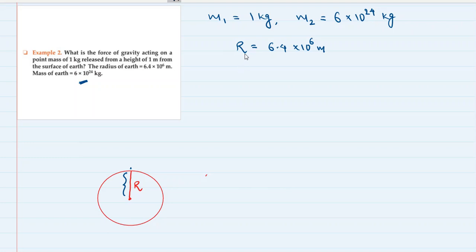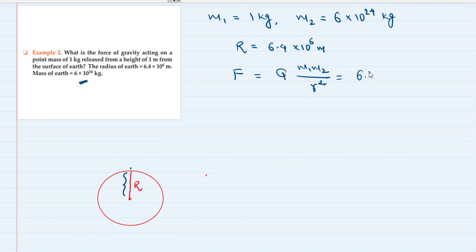We consider the radius to be the distance between the Earth and the object at or near the surface of the Earth. So what is the force of attraction between this object and the Earth? The force of gravity. That is, the force of attraction exerted by Earth is known as the force of gravity. So gravity is a special phenomenon which is only due to Earth's gravitational force of attraction. So force of gravity is equal to G m1 m2 upon r square.